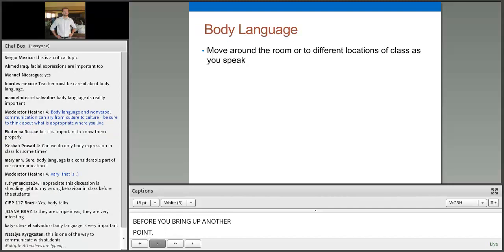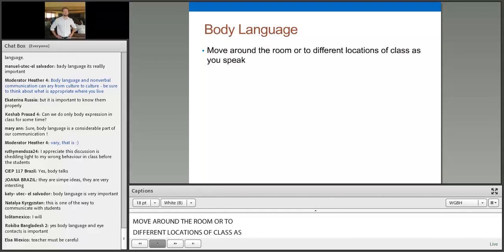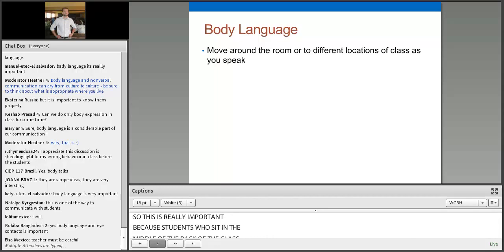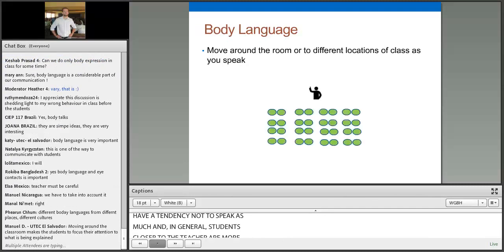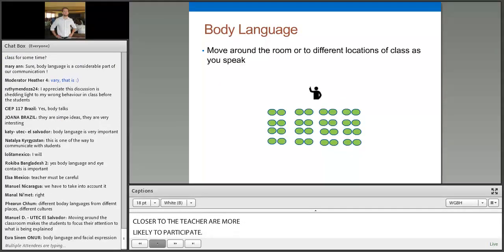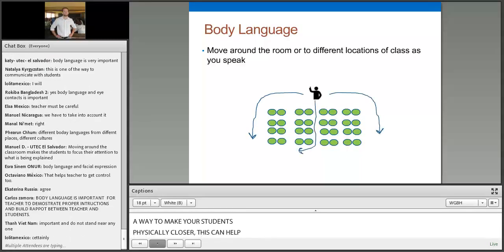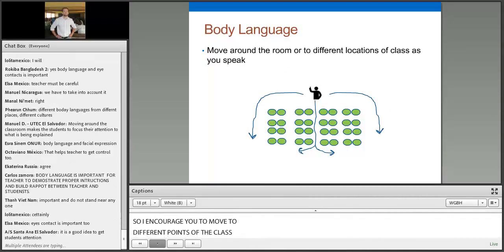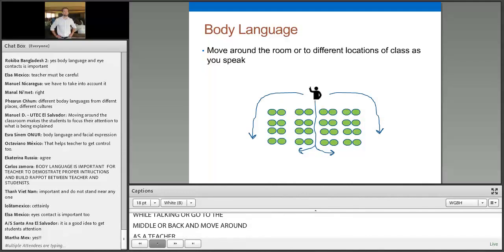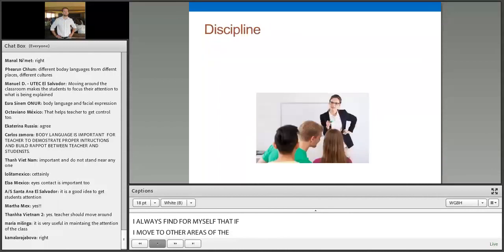Now, another important one, and people have mentioned this, is move around the room or to different locations of class as you speak. This is really important because students who sit in the middle of the back of the class have a tendency to not speak as much. And in general, students closer to the teacher are more likely to participate. So if you, as a teacher, can find a way to make your students physically closer, this can help increase participation. So I encourage you to move to different points of the class while you're talking, or go down to the middle to the back, and move around as a teacher. I always find for myself that if I move to other areas of the classroom, I can start getting more participation from that area.